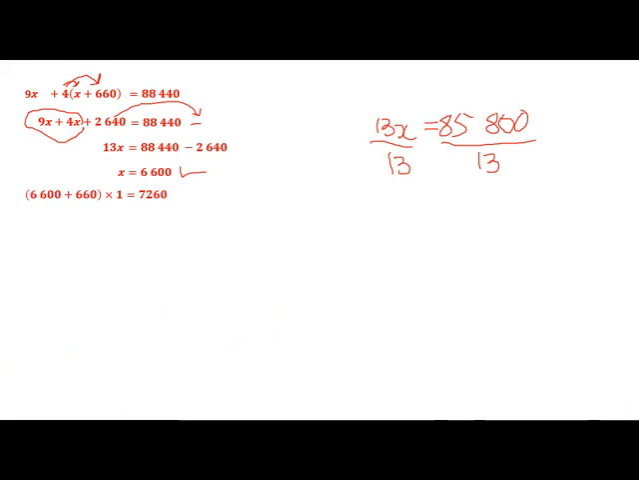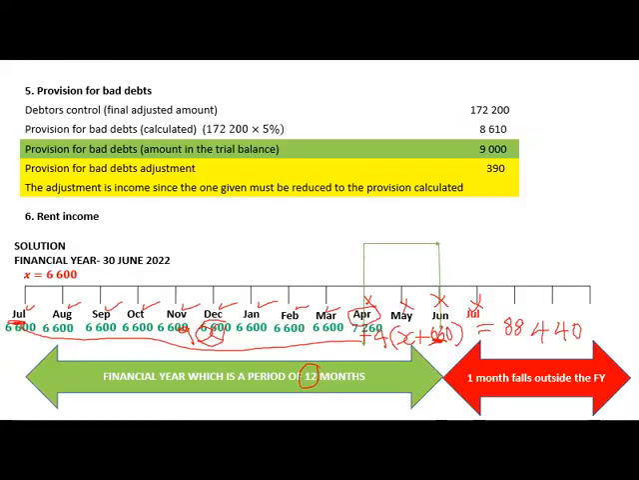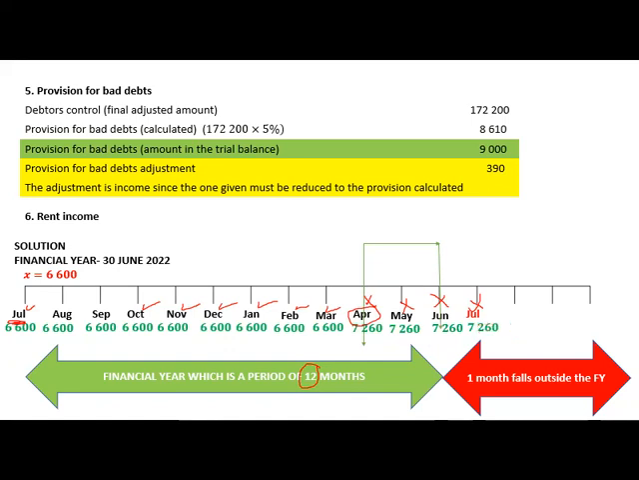That 7,260 was the rent we received from May, June, and July. But there's a problem with the July rent. We do not want that July rent.